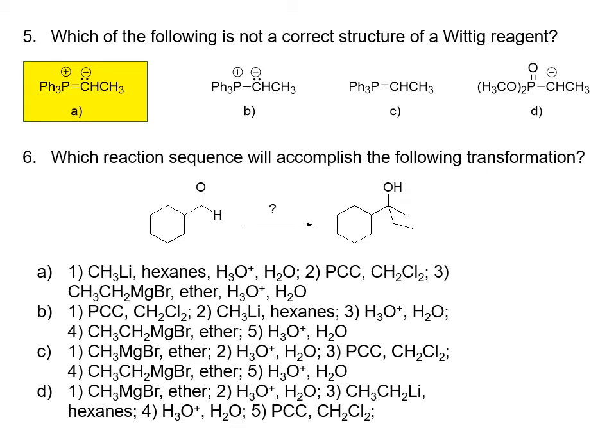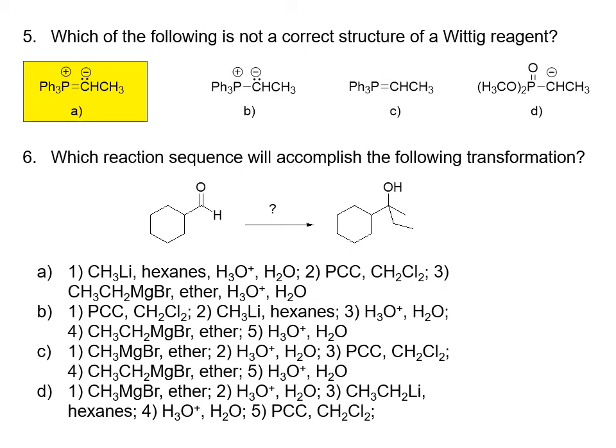So this is conversion of an aldehyde into tertiary alcohol. That means that we need to add two alkyl groups in form of organometallic reagents. That means that reaction is going to occur twice. So first choice, answer A, lists methyl lithium in hexanes and then acidic workup, but acidic workup is not separate.